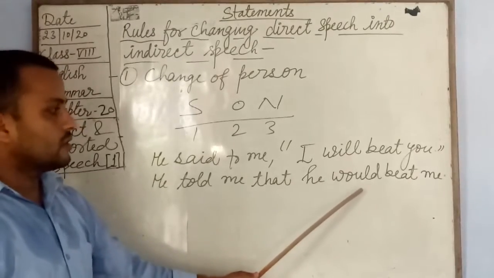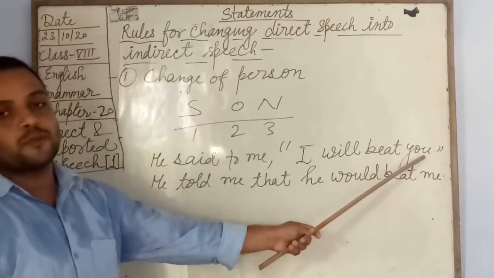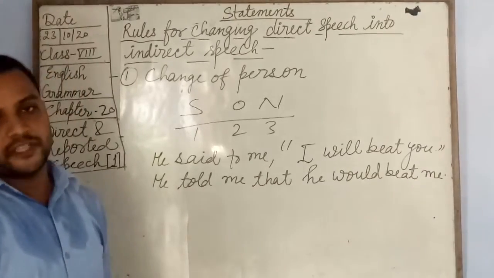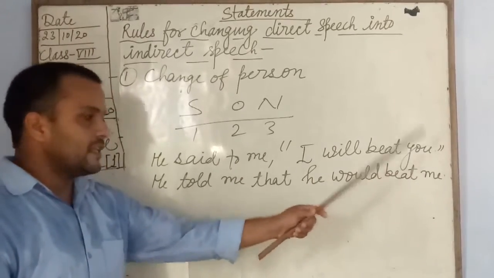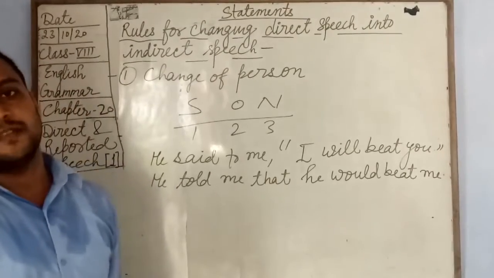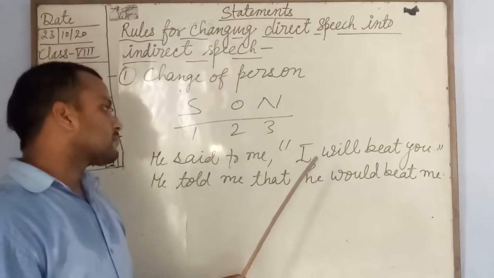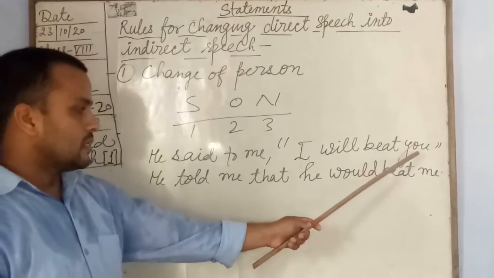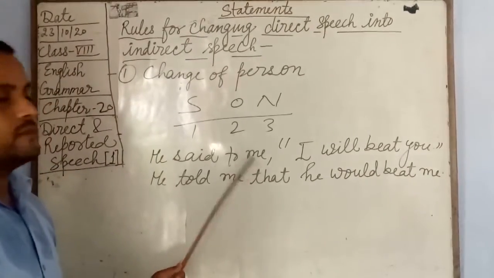Okay, will changes into would, beat first form, and you, it is the pronoun of second person, so it will change according to the object. The object is of first person, that's why you will change into first person. It is in place of object, that's why here we will write me, that is in objective case. Okay, he would beat me, so I had changed into he according to subject, and you has changed into me according to the object.